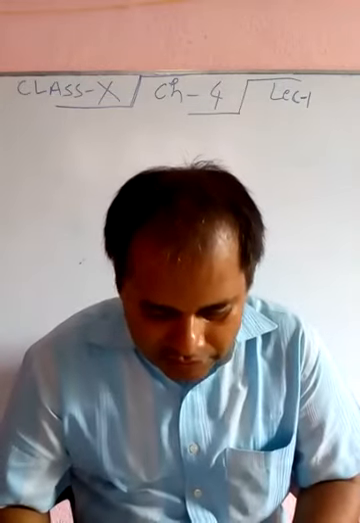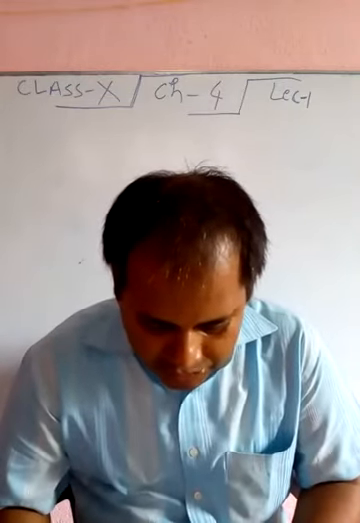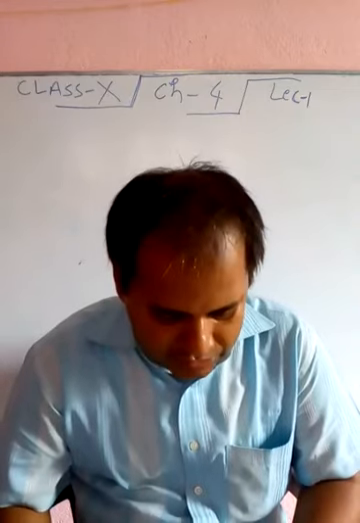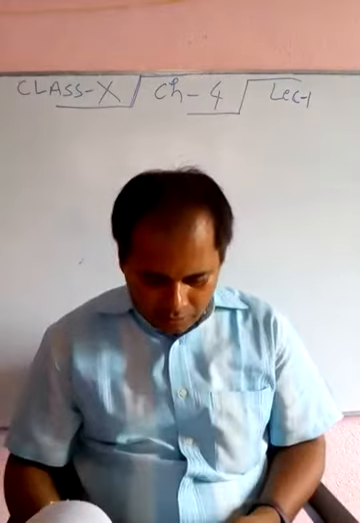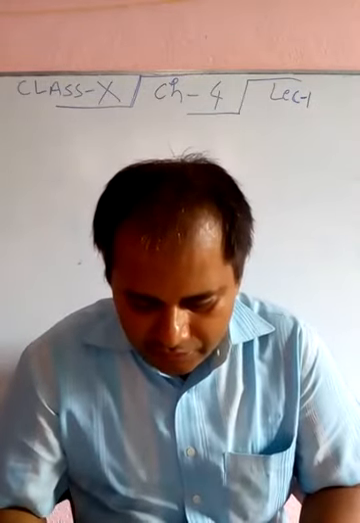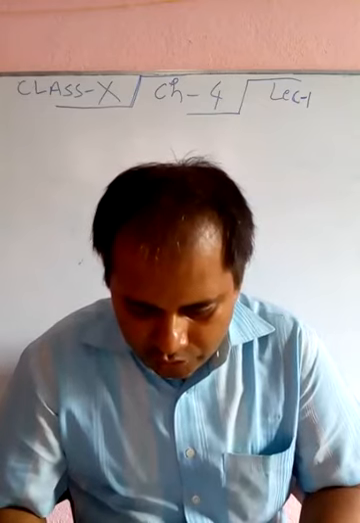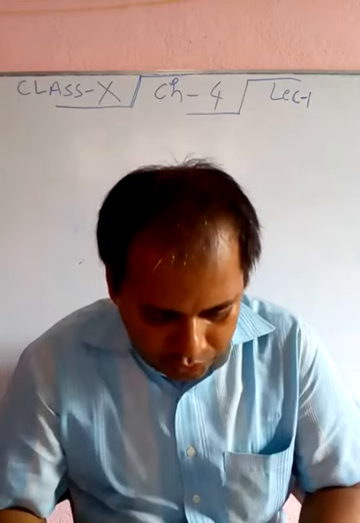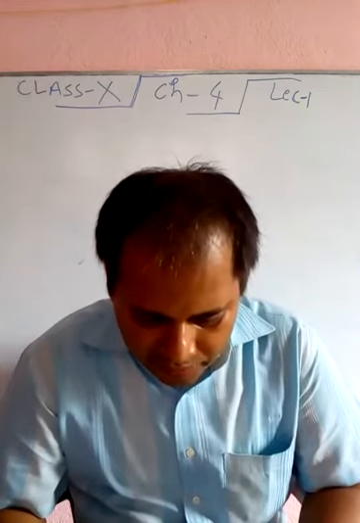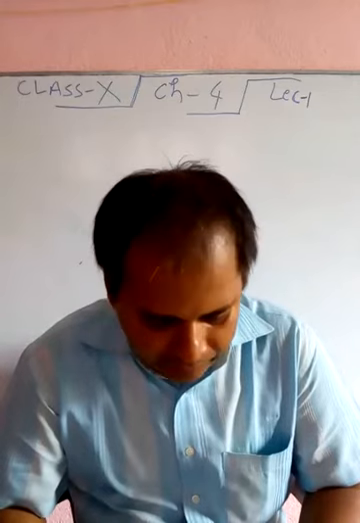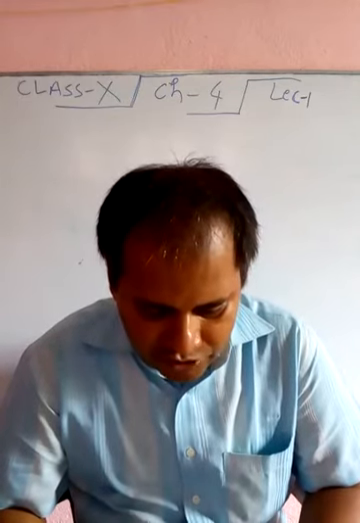4.1. In chapter 2, you have studied different types of polynomials. One type was quadratic polynomial of the form ax square plus bx plus c, where a is not equal to 0. When we equate this polynomial to 0, we get a quadratic equation. Quadratic equations come up when we deal with many real life situations.